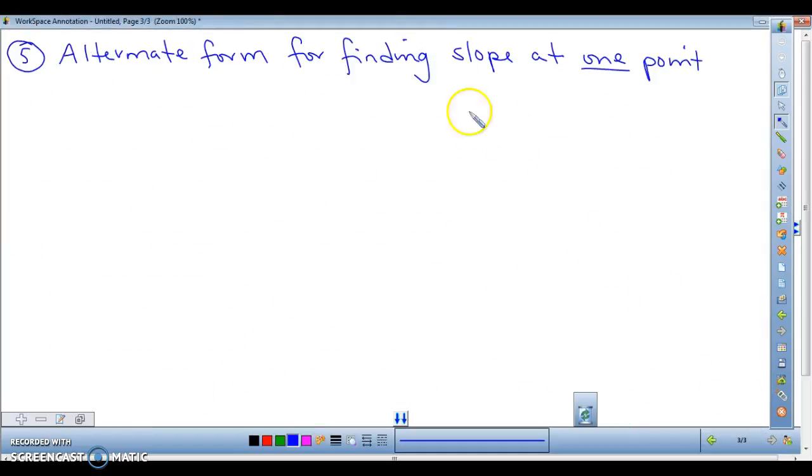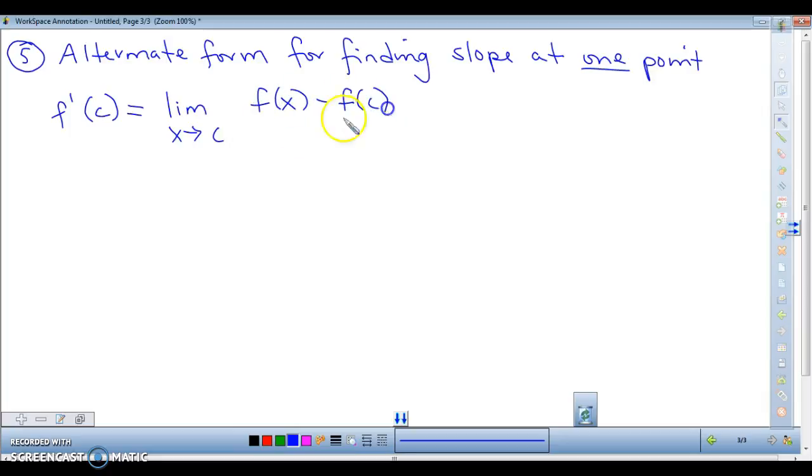All right, but the alternate form that I'm about to give you will only give you the slope at one point, and that is f prime of c, where of course c is the x value of that point, is equal to the limit as x approaches c of f of x minus f of c all over x minus c. So there again, that's your change in y's over your change in x's.